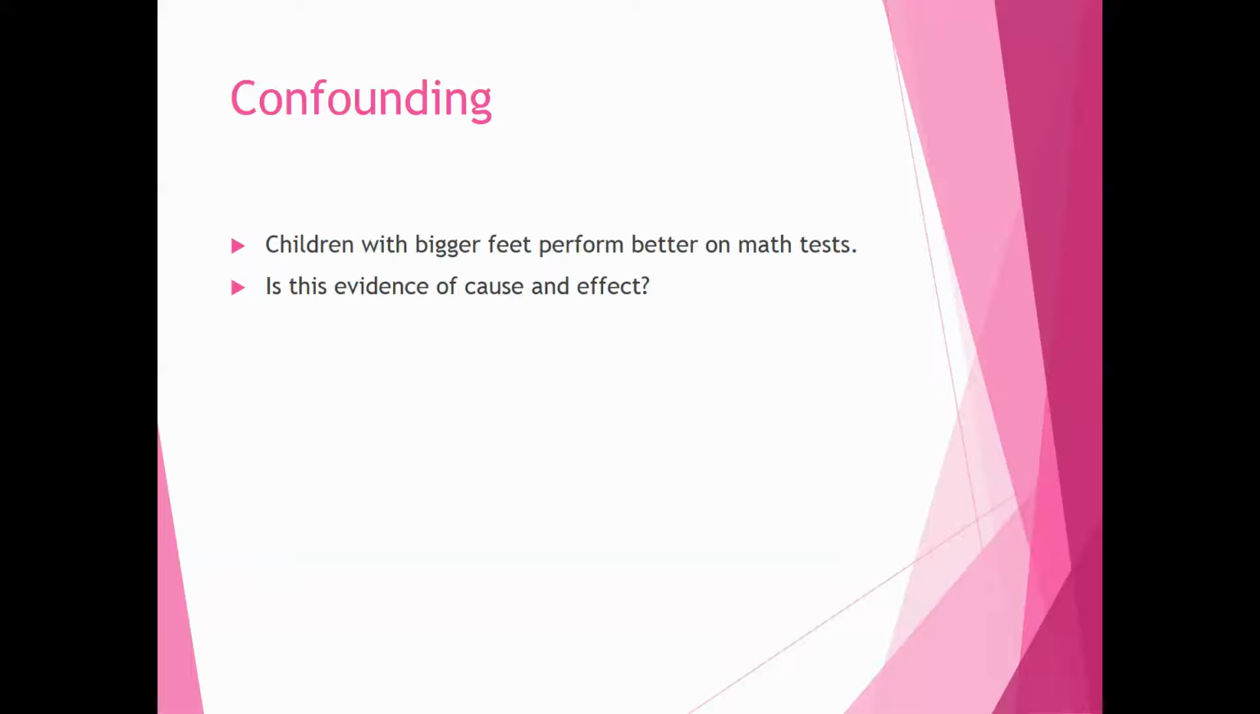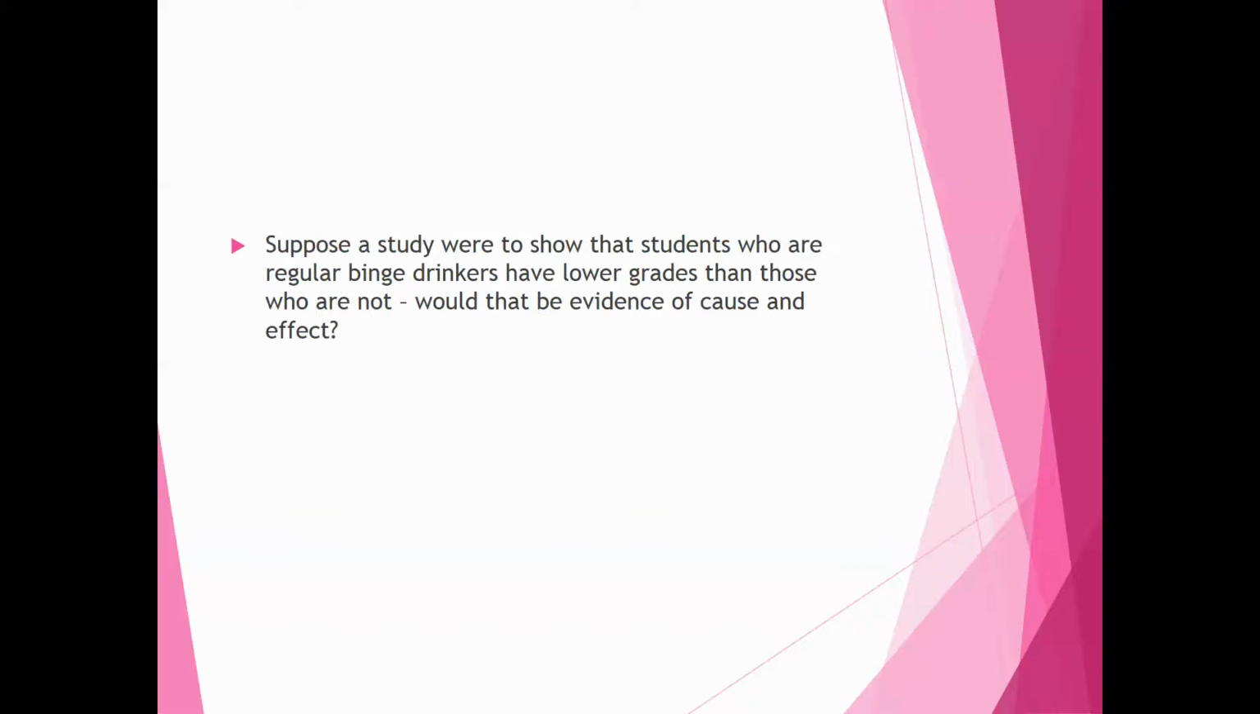So what we're worried about when we're doing these studies is confounding. We've said over and over again before in this class that association does not imply causation, and this is what confounding is all about. So children with bigger feet perform better on math tests because they're older, they're in a higher grade, so they've had more math. It's not evidence of cause and effect. Or suppose a study showed that students who are regular binge drinkers have lower grades than those who are not. Well, that may not be evidence of cause and effect either.